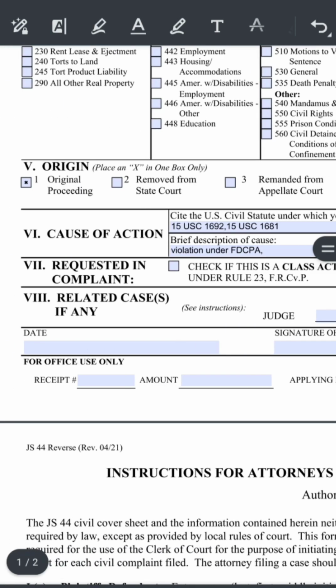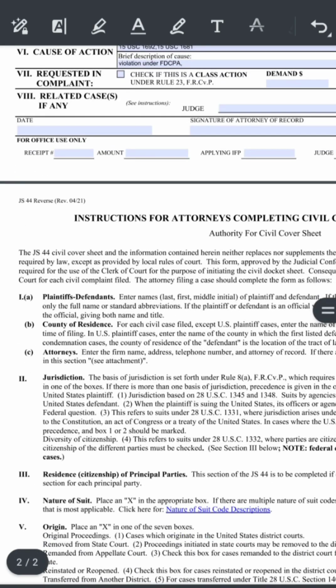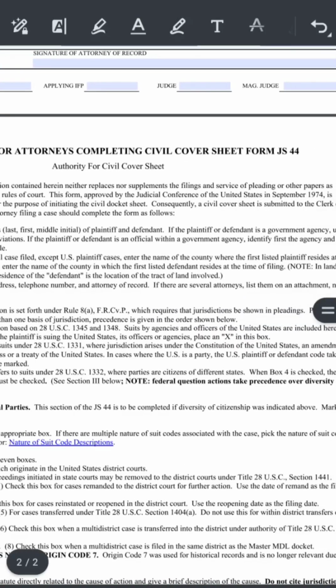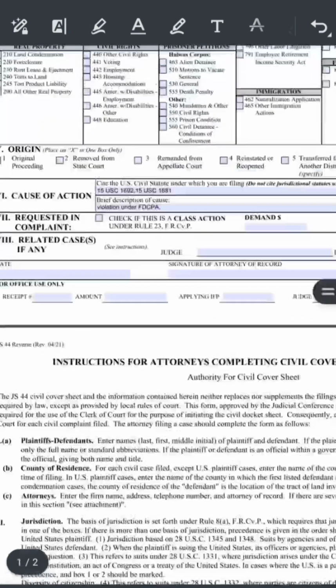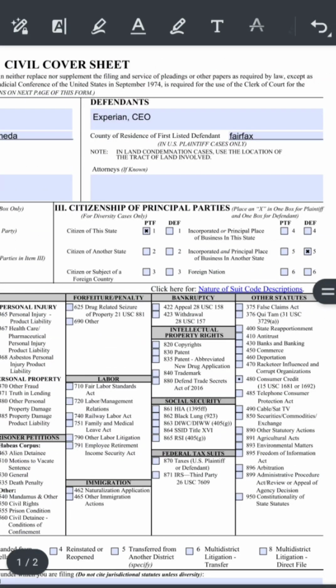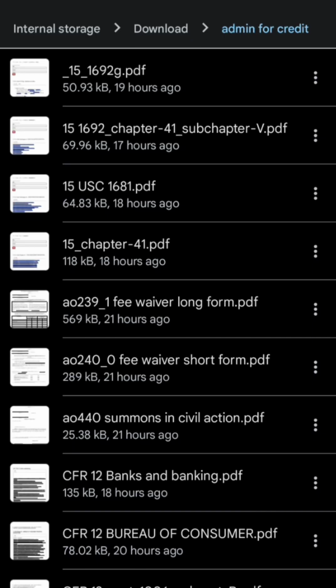Signature of attorney on record, you would actually go ahead and sign and date there. If you do have an attorney, of course they would do it, but I don't have one. And then just here goes the instructions for the attorney completing or you, okay? That easy, that simple to fill this out. Nothing more, nothing less, okay?